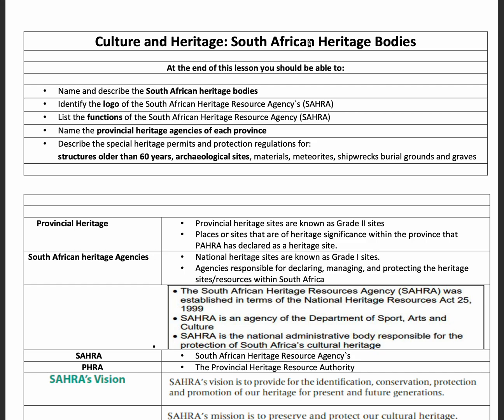The lesson for today is a lesson that talks about culture and heritage. Focus on culture and heritage, the South African Heritage Body. It focuses on the culture of our country, the heritage of it, and something that we call the heritage body.